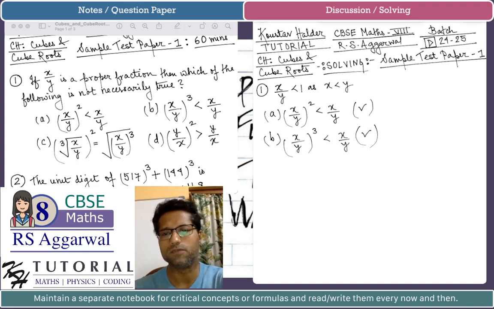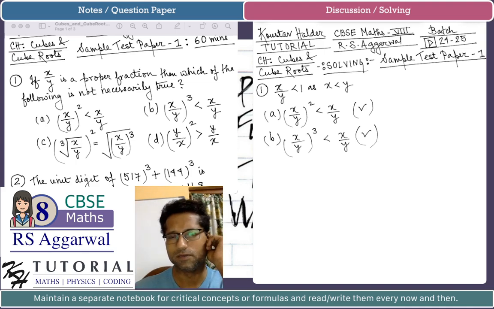Now the proof of these two properties, that is (x by y) whole square less than x by y and (x by y) whole cube less than x by y, I will not discuss in this video. I will try to discuss this in some separate video.